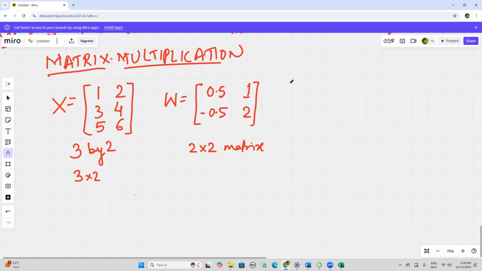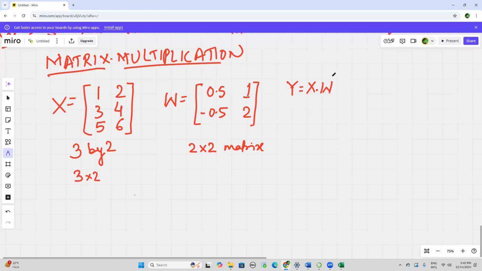Now suppose I have to derive a matrix Y, which should be the multiplication of X and W. Okay. And this is known as matrix multiplication. I will tell you down the line why we are doing matrix multiplication, what is the use case. But before that, first of all, try to understand what is this.